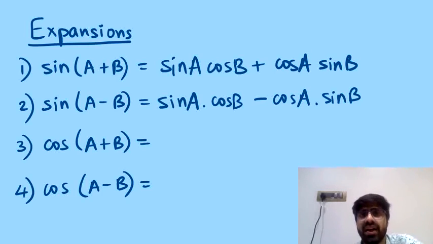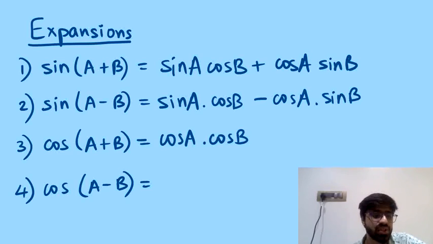How to expand the bracket of cos? Cos is literally the opposite of sine. If the sine expansion contains sine cos cos sine, the cos expansion will contain cos cos sine sine. That is, the cosines will appear together and the sines will appear together. So this will be cos a into cos b, and like I said, cos is literally the enemy of sine.